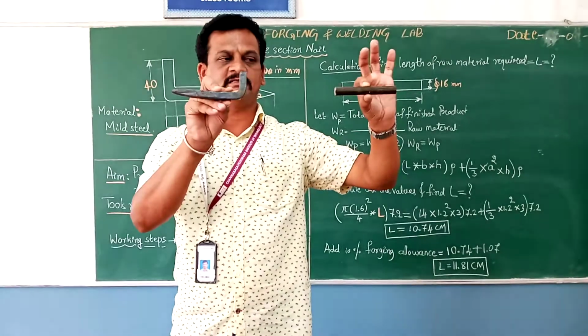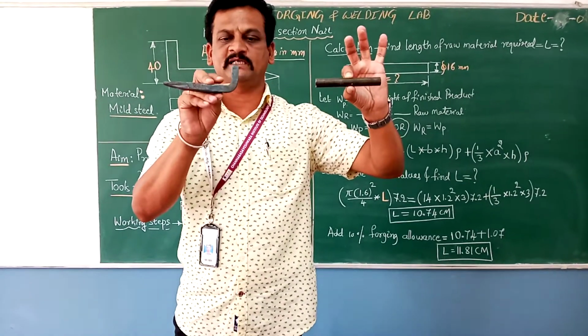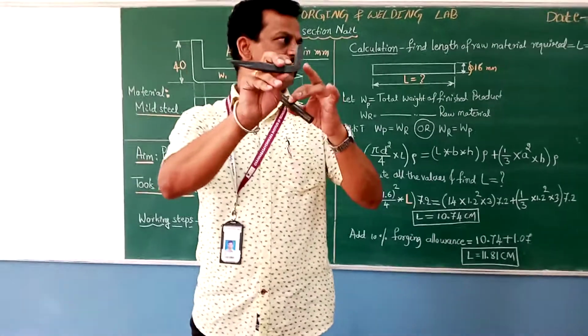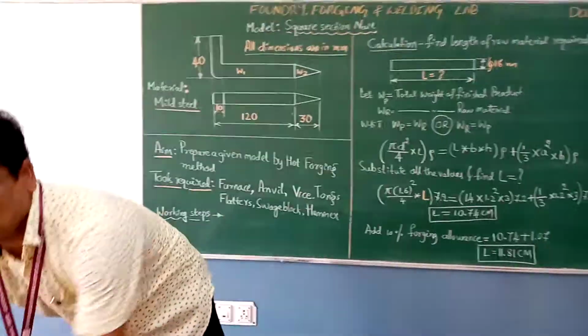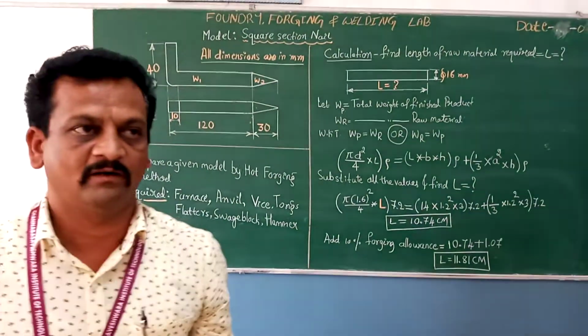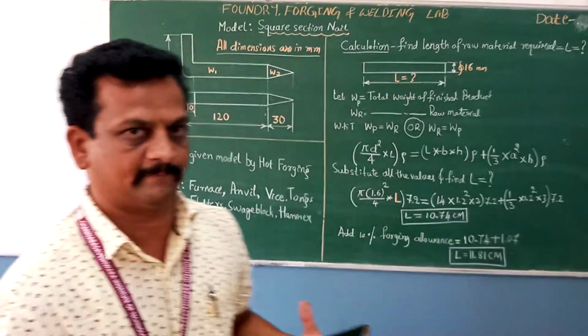So next, this was the calculation part. Next, we will explain how the forging operations are carried out on this raw material to convert it into this shape. Okay. So next we will move to the furnace side, to show the different forging operations to convert the raw material into this shape.